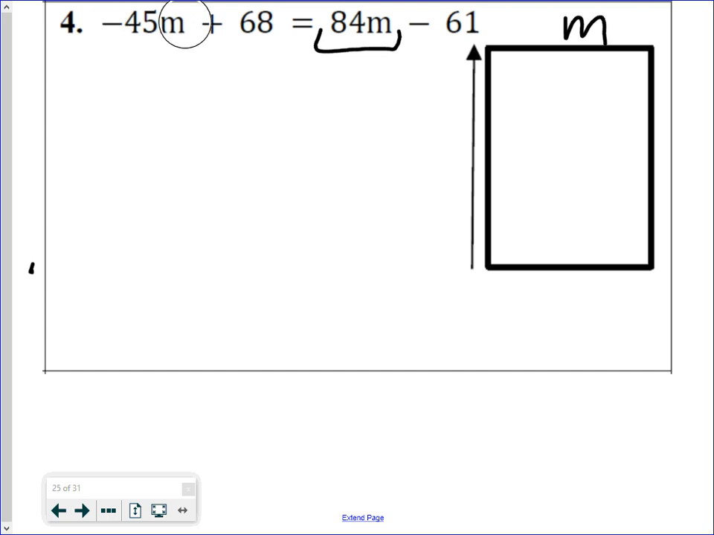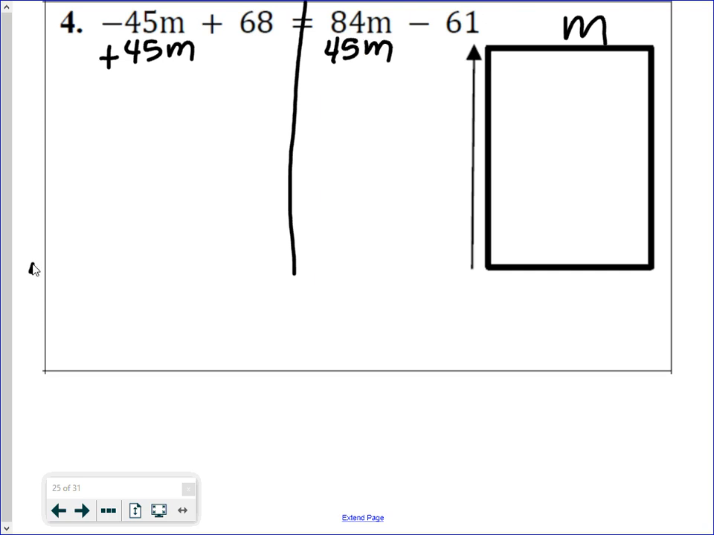So now let's move that one. The way we do it is we have to do kind of like what we do with the box, we have to do the opposite operation. So I'm going to add 45m to both sides of this equation. So plus 45m here. Remember, I still have an equal sign. I kind of like to draw that line there to make sure we're doing that. And we add 45m over here.